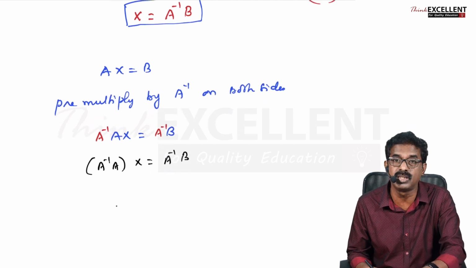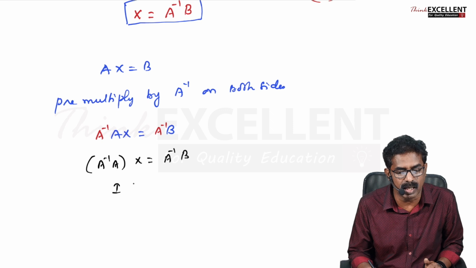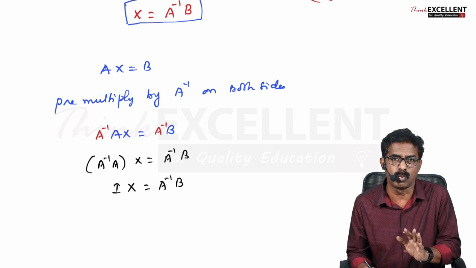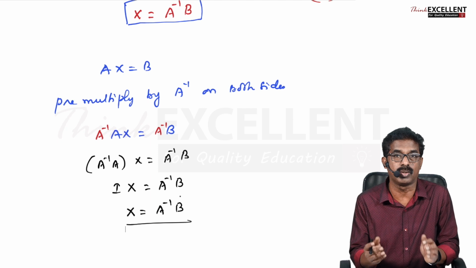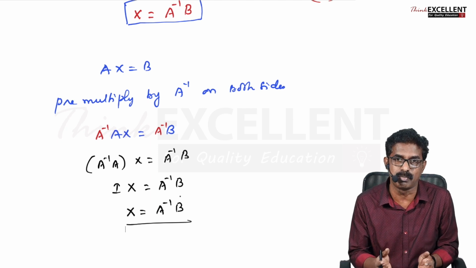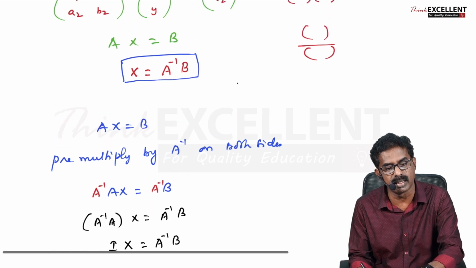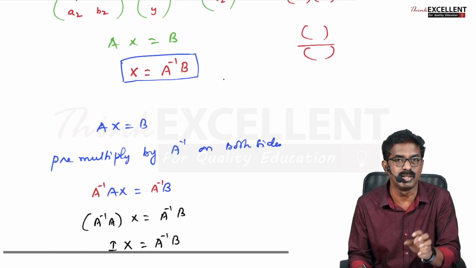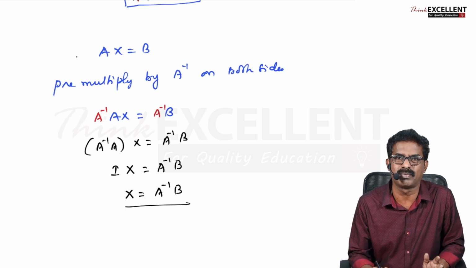What is A inverse into A? A matrix multiplied by the inverse, you will get what? I. I into X equal to A inverse into B. I is like 1, right? I into X is X. So X equal to A inverse into B. You cannot change the order. You can't write it as B into A inverse. Matrix multiplication is not commutative. Okay. So that is how we are getting X equal to A inverse into B. Hope you understood. Shall we go for the sums? That's all the theory part for this exercise.